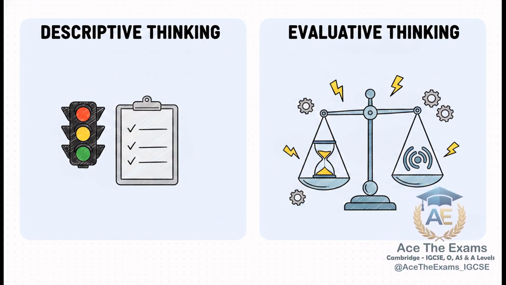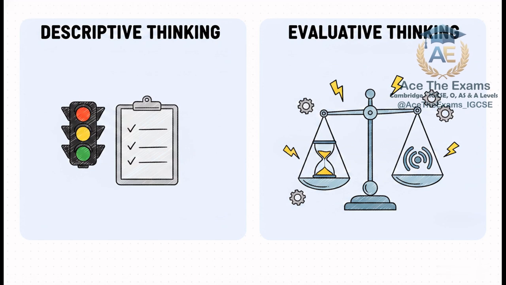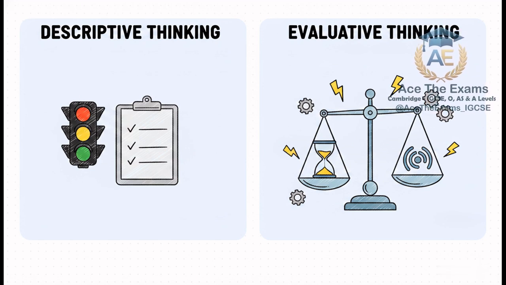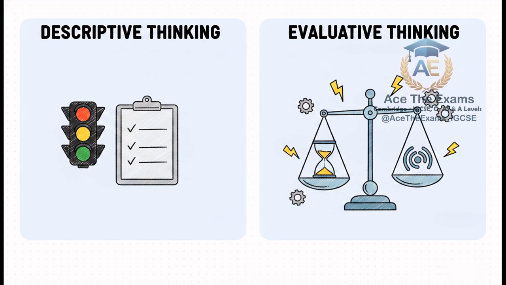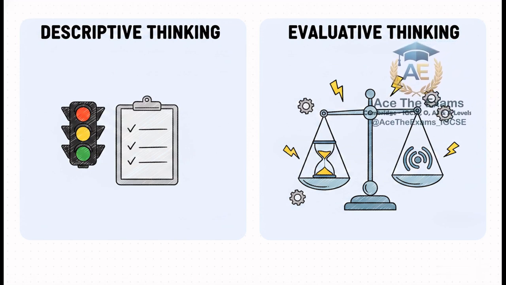The descriptive level is simply listing the physical parts. It sounds like this. A traffic light system has red, yellow, and green lights, a timer, and a microprocessor. Honestly, that might get you 1, maybe 2 marks if you're lucky. But the evaluative level, that sounds totally different.